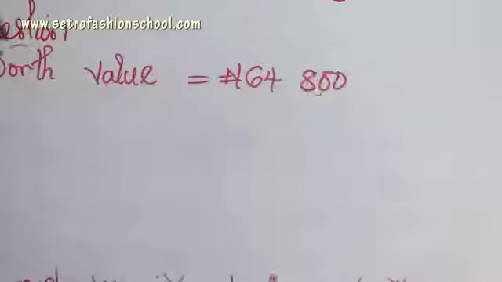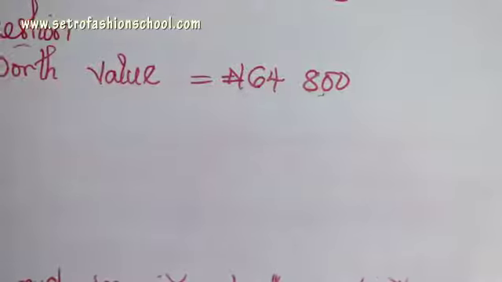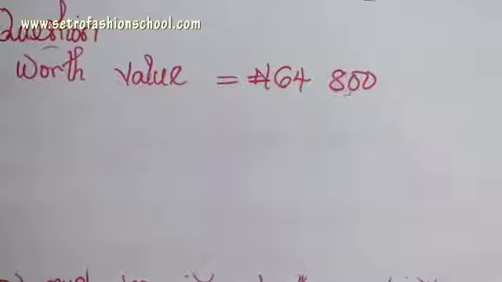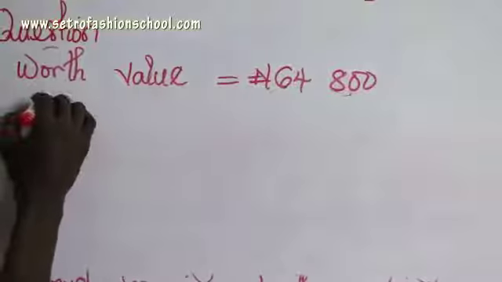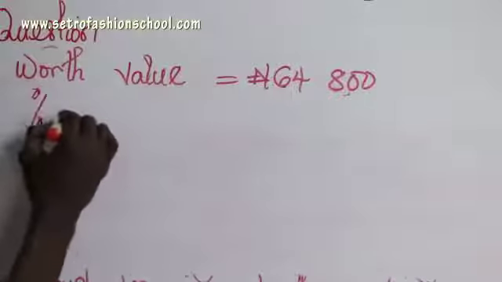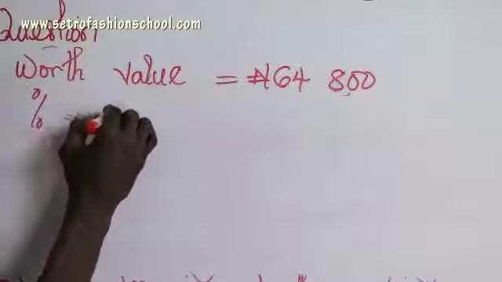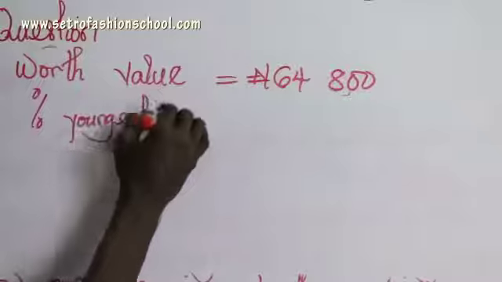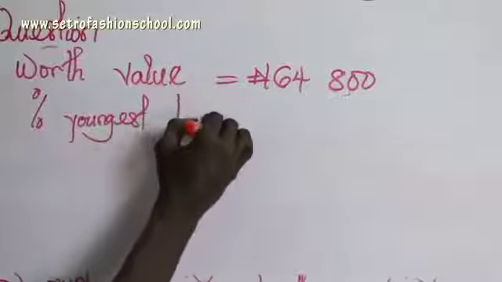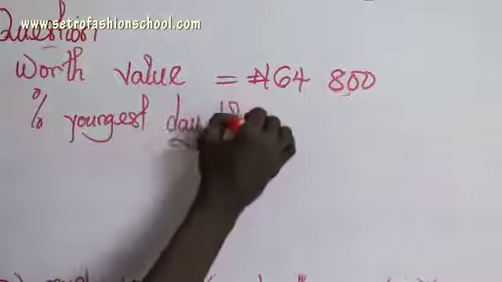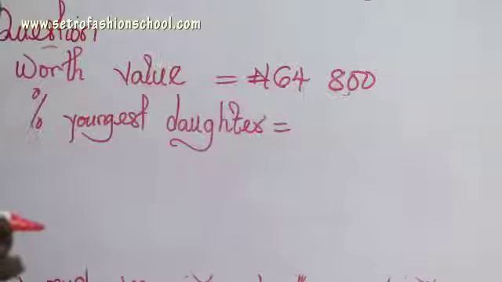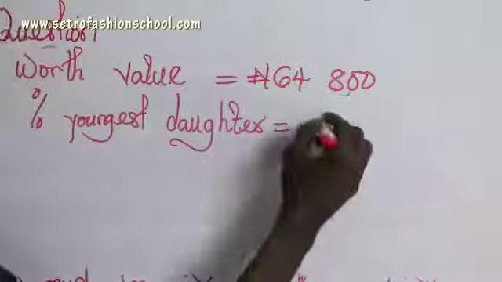64,800 naira. Now, the value of the percentage of the youngest daughter, which is 20%.